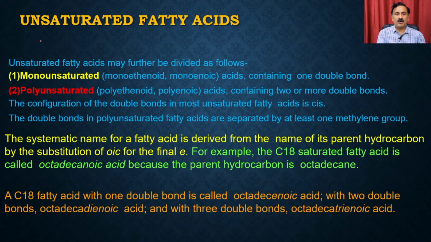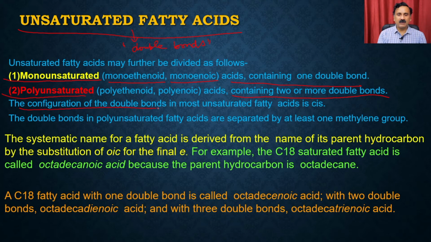Then we talked about unsaturated fatty acids. As the name suggests, an unsaturated fatty acid has one or more double bonds, right? An unsaturated fatty acid could be a monounsaturated fatty acid or a polyunsaturated fatty acid. A monounsaturated fatty acid contains only one double bond and is called monoenoic, whereas polyunsaturated fatty acids contain two or more double bonds.